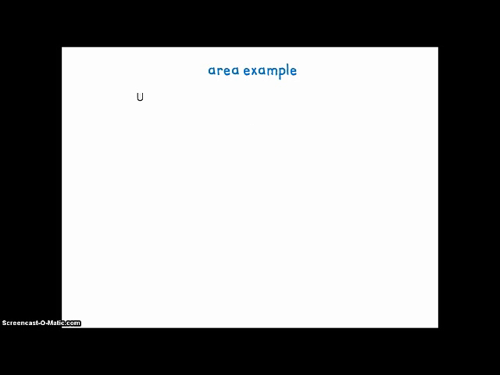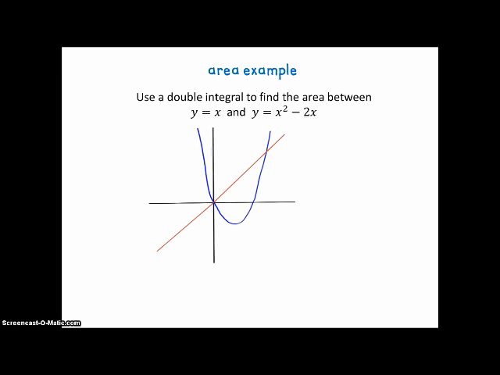Here's an area example. Use a double integral to find the area between y equals x and y equals x squared minus 2x. Well, of course, I always like a picture. So here's our two functions in the xy plane. There's the region that we're trying to find the area of. And we could do this with single variable calculus, but now we're learning a new method.